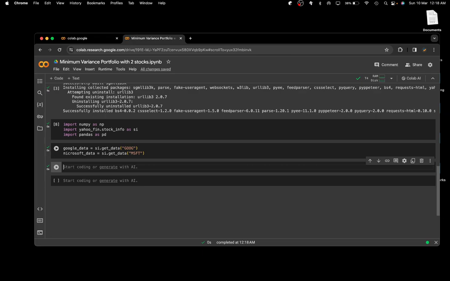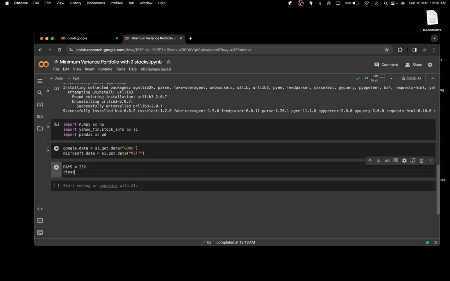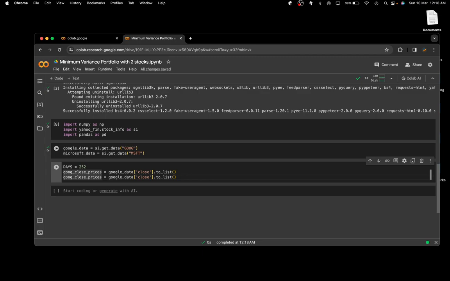Now first off, what we want to do is set some kind of a days period. So I'm going to set it as 252 days. And now what I want to do is I actually just want to get the close prices. So Google close prices is equal to Google data close dot to list. So that should give us the list of the close prices for Google and MSFT. Microsoft. I'm just gonna copy that because I'm probably not gonna spell that correctly.